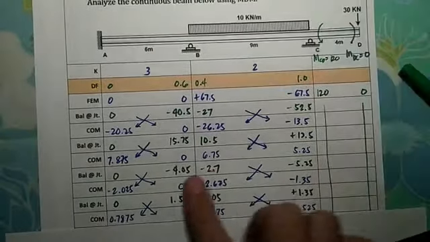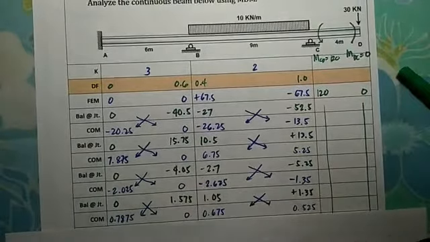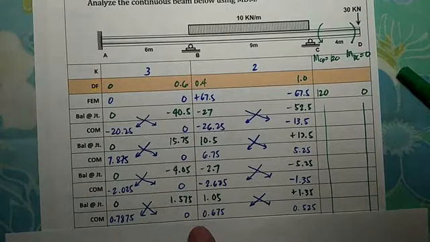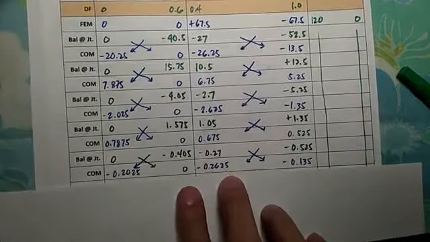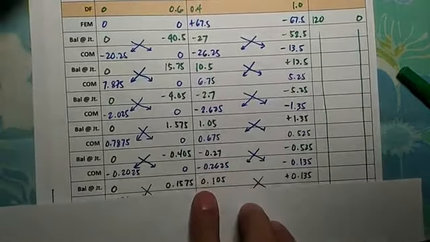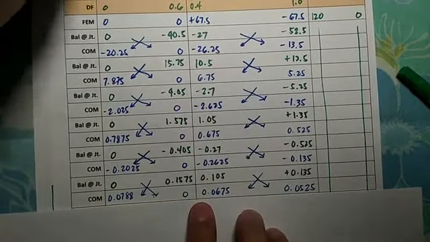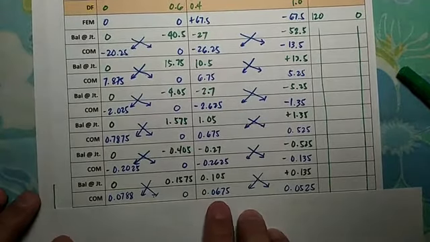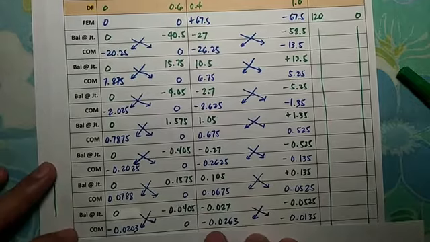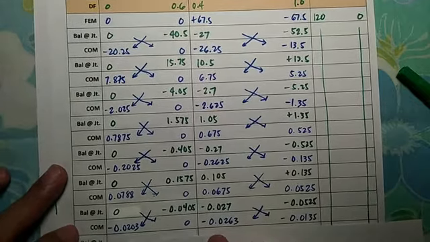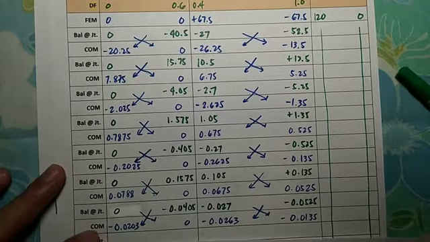So dinediretso-diretso ko na lang. So hindi ko na iniisa-isa para mabilis. So at this point, the unbalanced moment is 0.6. Okay? 0.6. So, going further, negative 0.2 na lang. Going further, naging 0.06. So, medyo malapit na, no? So, then going further, naging 0.02. So, I'll continue here.